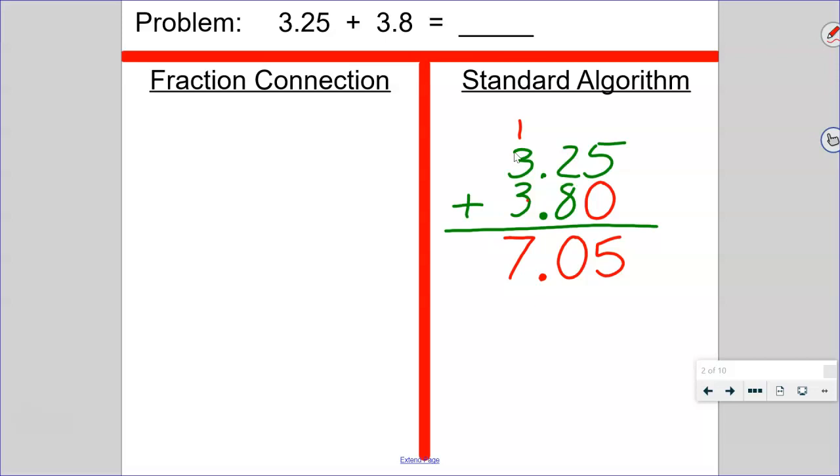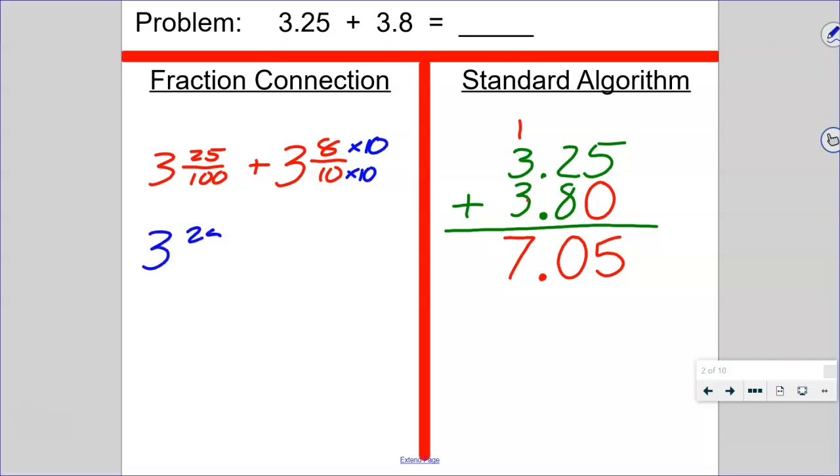Now, over on the other side, I'm going to go ahead and solve it as fractions. So the first number was 3 and 25 hundredths, and our second number is 3 and 8 tenths. Now, again, we can't add these fractions yet, not until they have common denominators. So what I would do is take this 10 and multiply by 10, and then repeat that with the numerator. And now I'm going to rewrite the problem. Now it's 3 and 25 hundredths plus 3 and 80 hundredths.